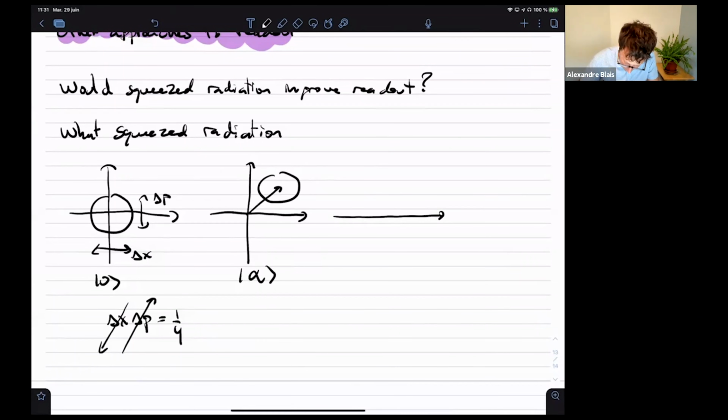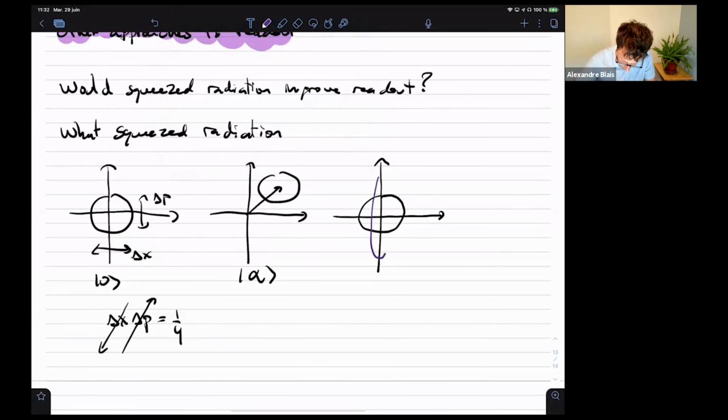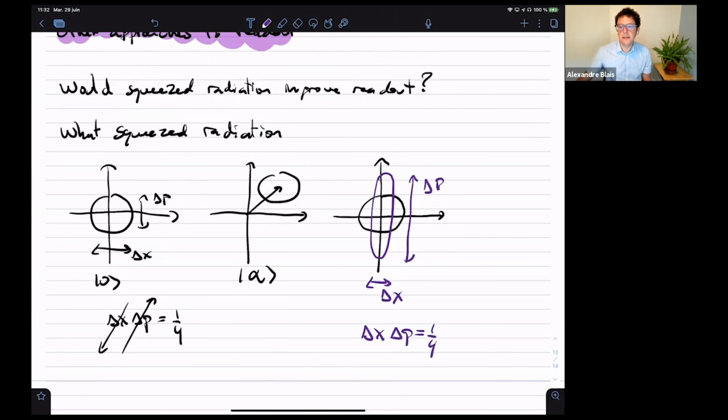The word squeezing comes, I believe, from Carlton Caves, who said you will take a vacuum state and you will squeeze it. Oops, now I'm drawing a straight line. So if this is vacuum, a squeezed state will look like this, where there is an uncertainty delta X and an uncertainty delta P. You still have delta X, delta P equals 1/4, but delta X is no longer equal to delta P.